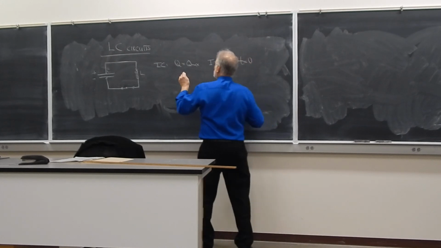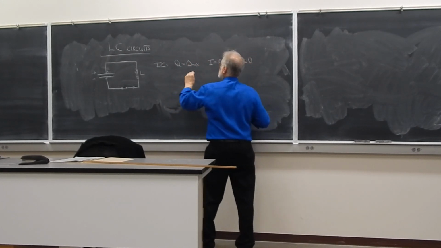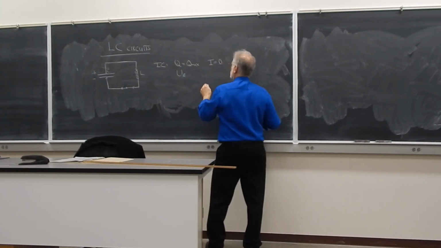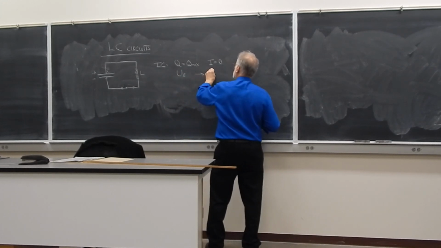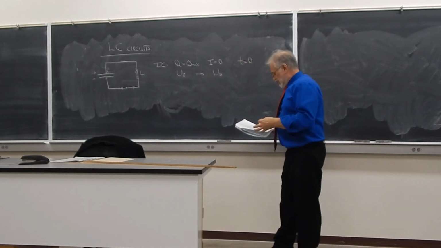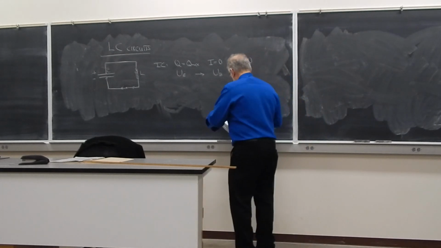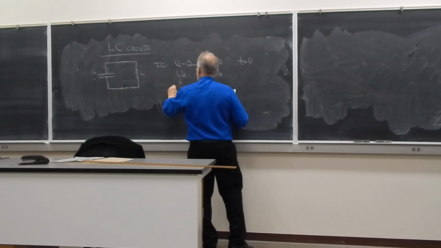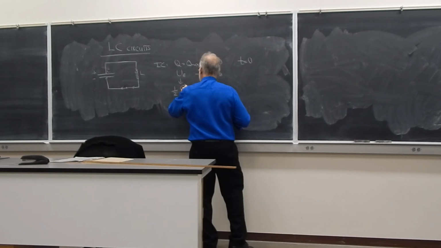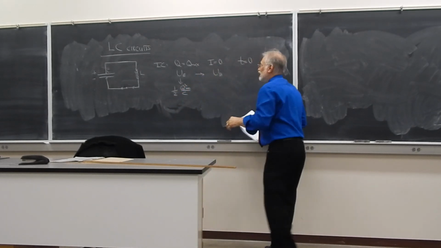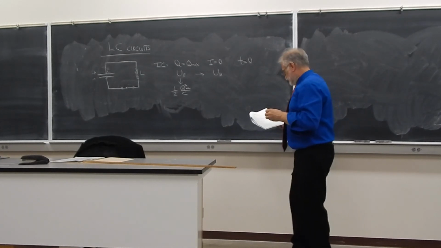So at t equals 0, right before I throw the switch, all of the energy in the circuit is in the electric field of the capacitor. But as time goes on, once I throw the switch, it will become energy that goes to the magnetic field of the inductor. So this initial energy is going to be 1/2 times Q squared max over capacitance. Energy in the inductor at t equals 0 will be 0.